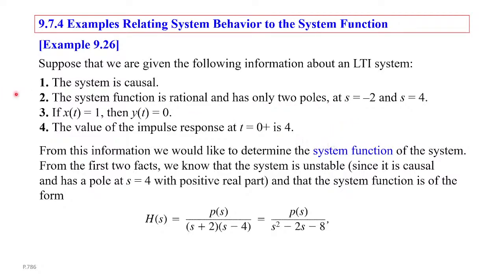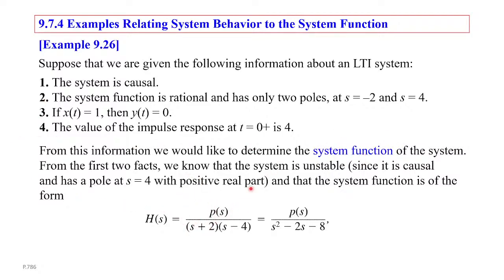So we start with, I think the second one is the most important one. We start with the system is rational. So you know it's a polynomial divided by another polynomial, and we just told you that there are only two poles. It's a little bit unclear, but we mean two single poles, at -2 and 4. Since you know the poles, you already know the denominator, you can write it down. The numerator is something we just call P of s, some polynomial. Now we go through the other clues one by one to try to determine what P of s is.